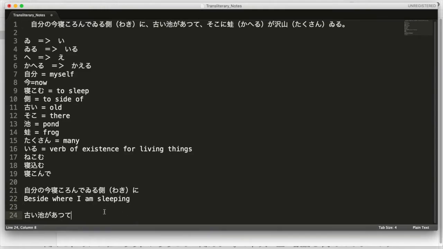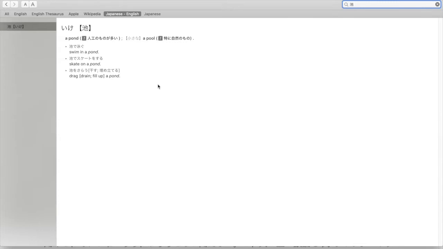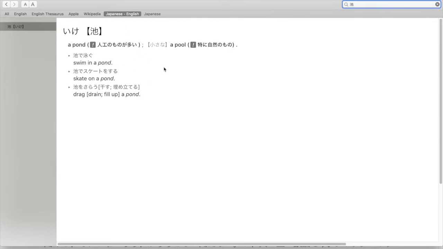Furui ike ga atte. So, and again, to me, an ike is a pond, but maybe I want to double check. Is there a nuance? Pond, pool. And notice here it says chisana pool. So depending on the context, I could kind of guess. And also, in case you're not used to using dictionaries like this, you can see there's some other helpful text. This is jinko no mono ga oi, which is man-made. Frequently there's a man or human-made object for the connotation of a pond. And here it's shizen no mono, tokuni shizen no mono, which is, in particular, naturally made things.